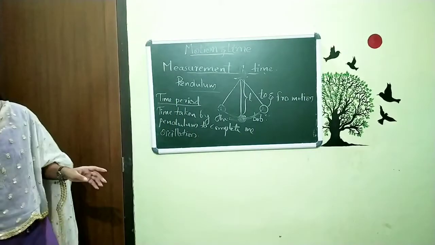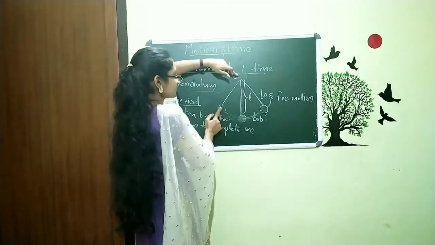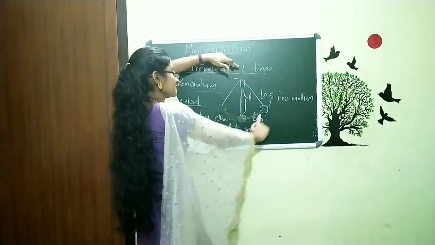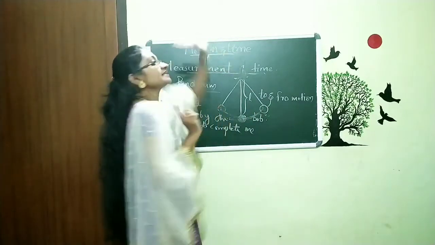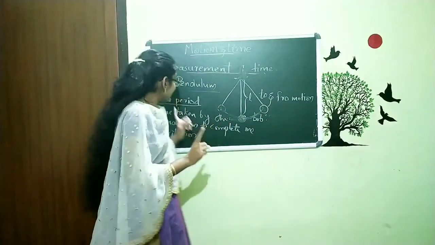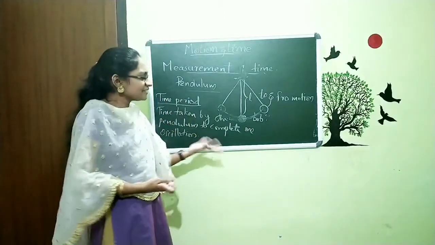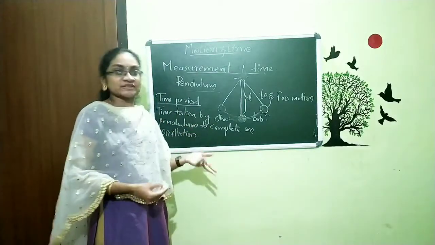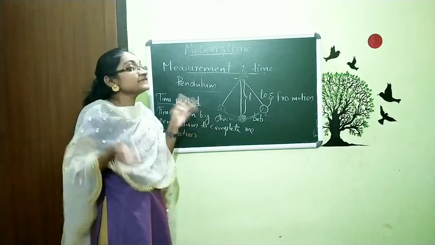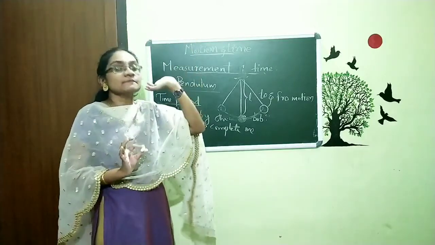That means here, when the pendulum starts the oscillation from here, goes to this point and comes back, then we can say this is one oscillation. And this time period is the time. It may be 1 second or 2 seconds like that. The time will depend upon the length of the pendulum.